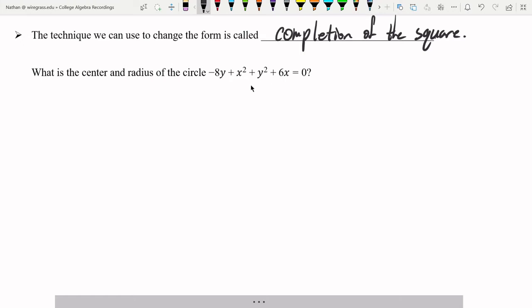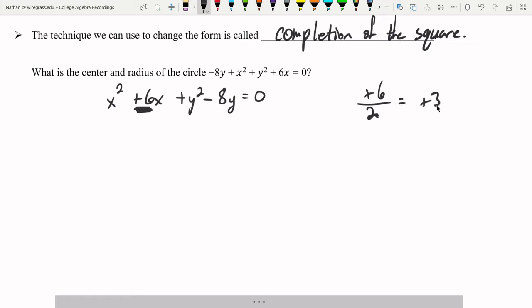Now, how this works is we need to have it in this form where we have the x's together and the y's together. So I'm going to rearrange this to be x squared plus 6x plus y squared minus 8y equals 0. And now I can do this process. The first step is looking at the number in front of the x. We're going to take this number, which is 6, divided by 2, always divided by 2. Then take that number and square it.